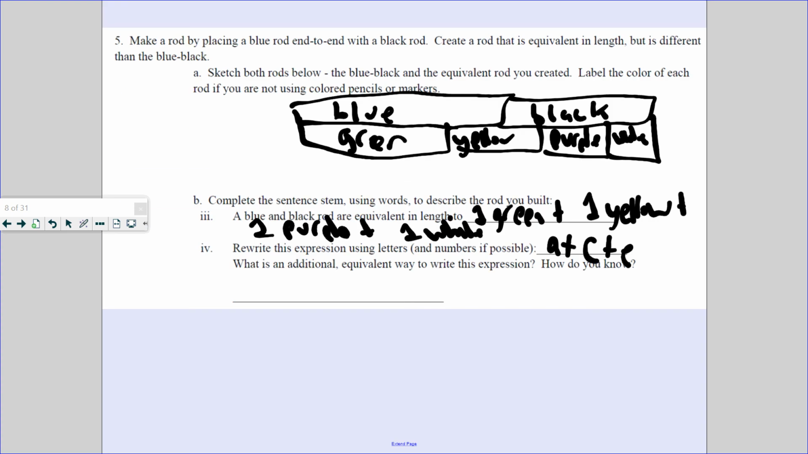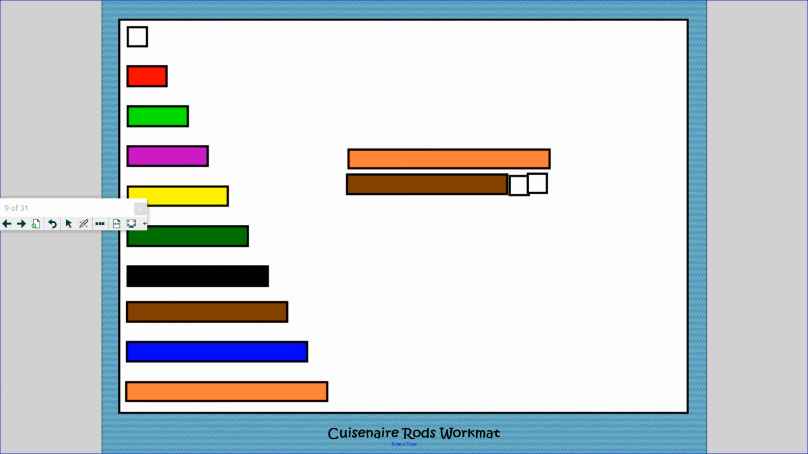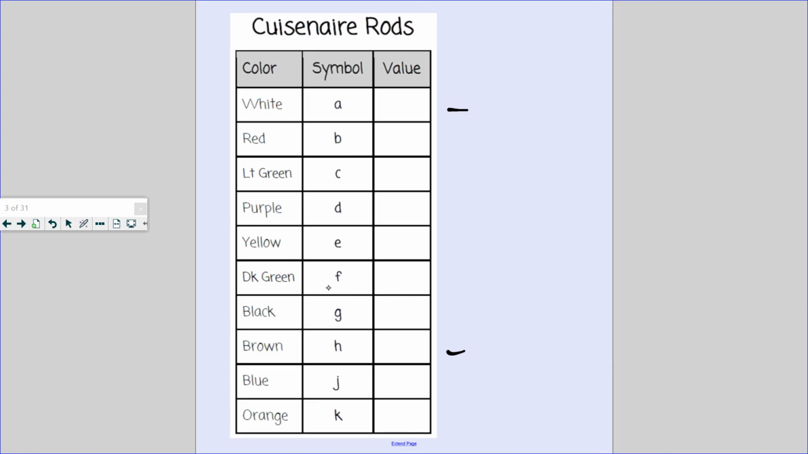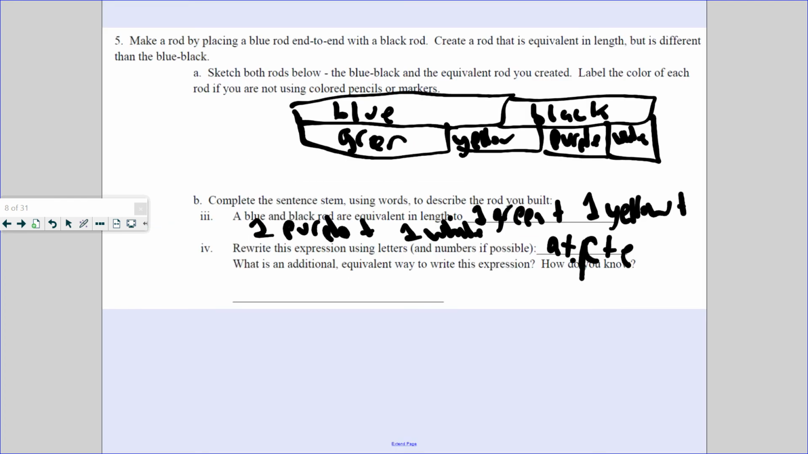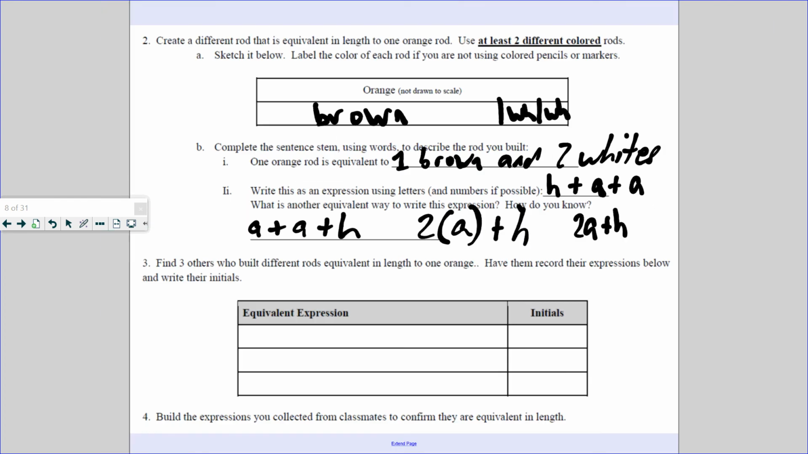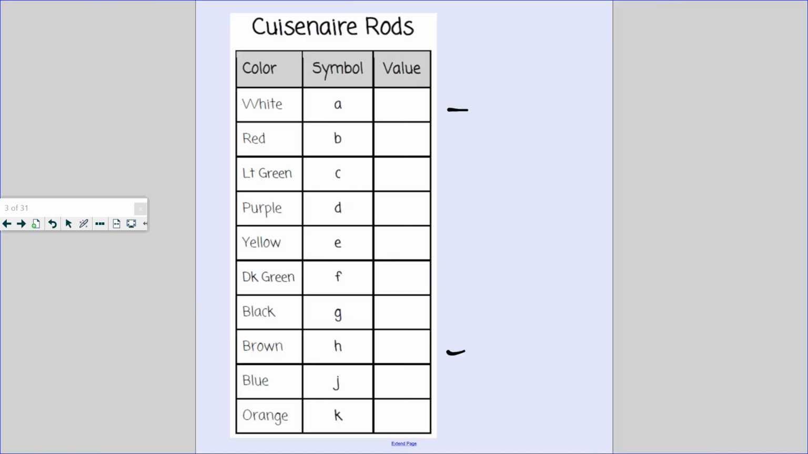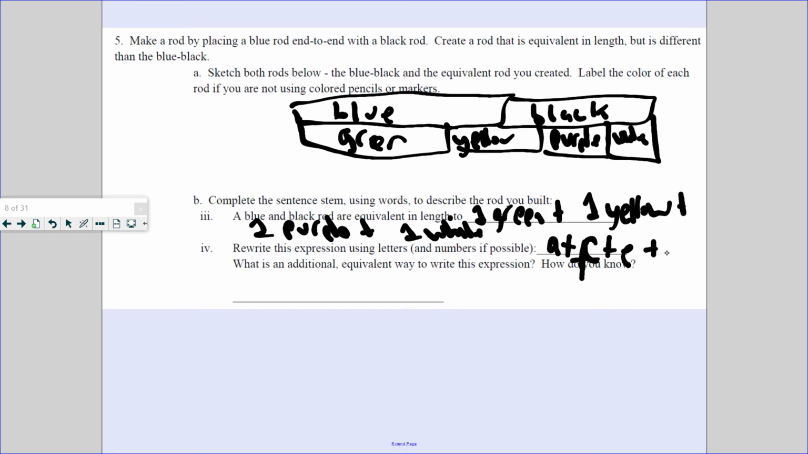C plus E. Actually, I think I used the dark green. Oh, dark green. So I didn't go back and change it. It was dark green. So F replaces C. And then I used purple. Purple is represented by the color D. What is an additional equivalent way to rewrite this? I can write it in different orders because when you add, does it matter on the order how you add? It does not.